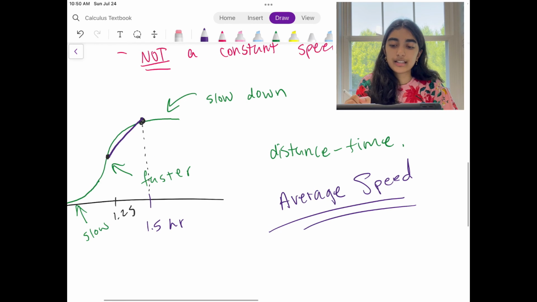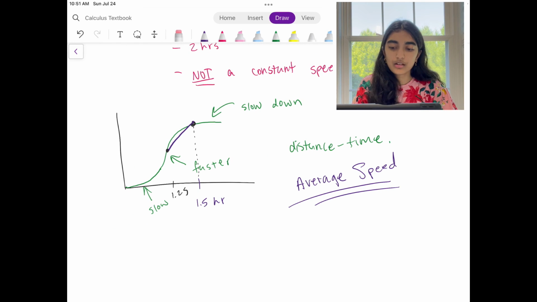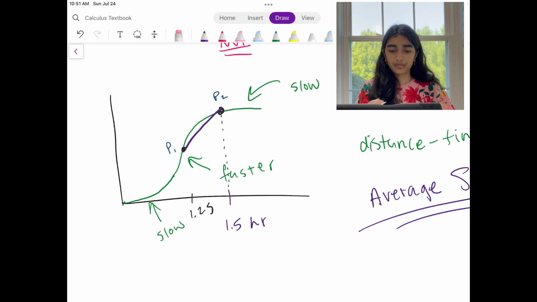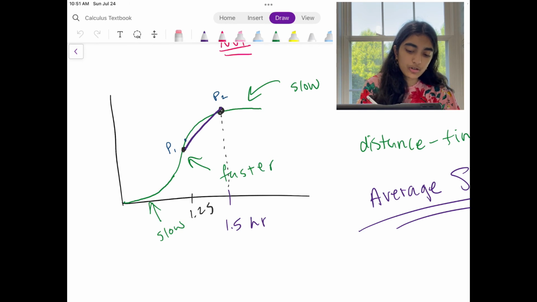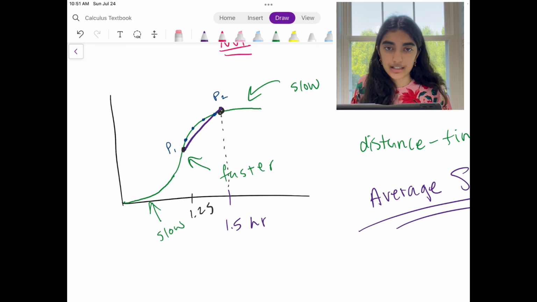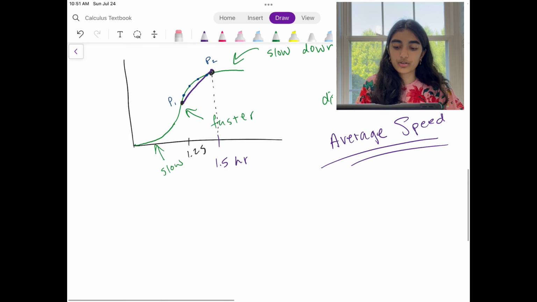So let's try this. Let's say that this point here is point 1 and this is point 2. Point 2 is our goal. We want to really be there. Let's say that point 1 approaches point 2, and it gets closer and closer and closer. And as it gets closer, we get a more accurate, quote-unquote, instantaneous speed. So we have average speed, but we also have instantaneous speed.